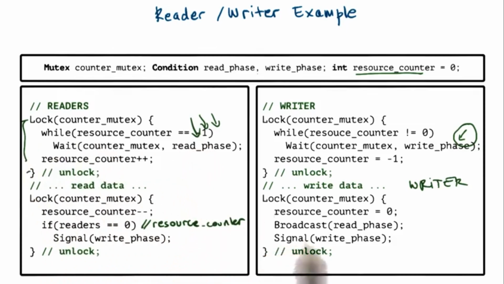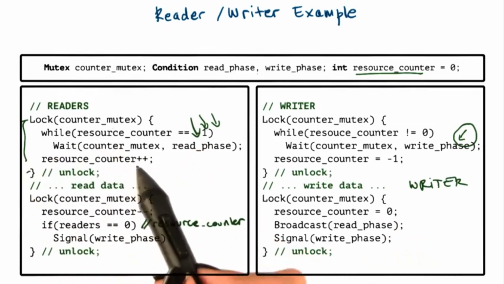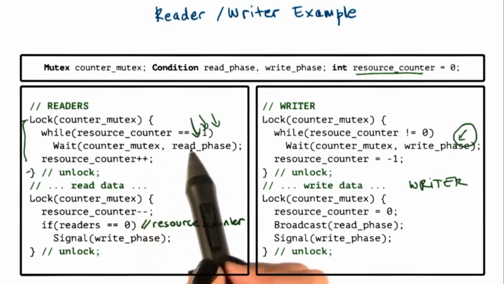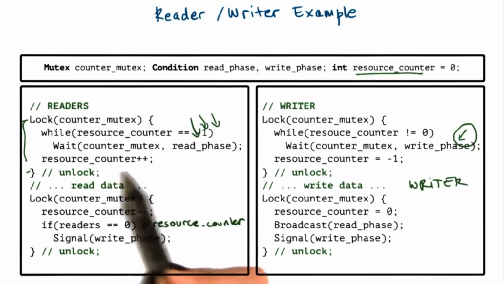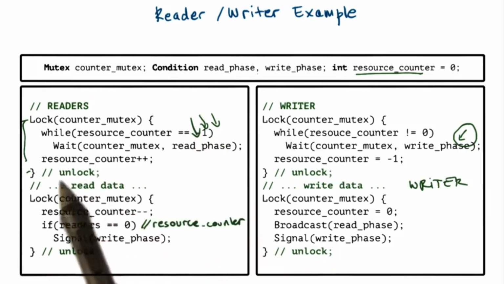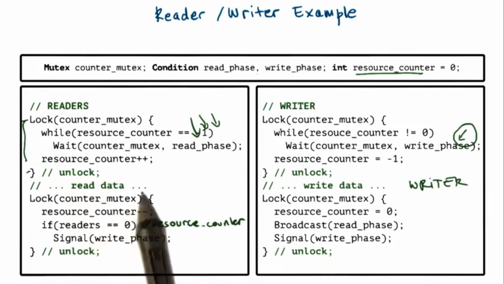No, it is not -1, right? We just reset it to be 0. So I'll increment the counter. So incrementing the counter, when the first thread wakes up, the resource counter will be 1. And then the first thread of the waiting ones will release the mutex and start reading the data.